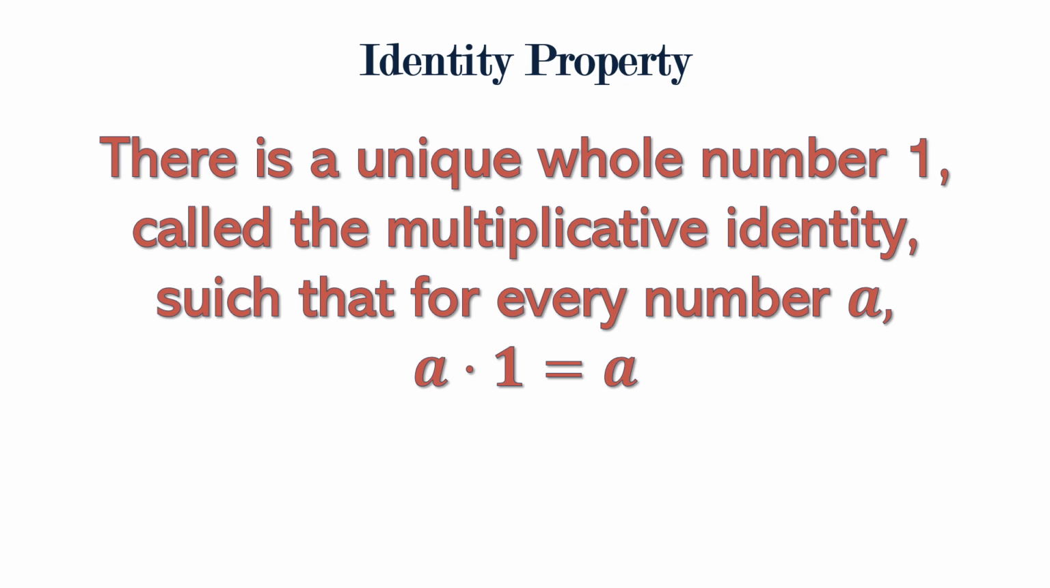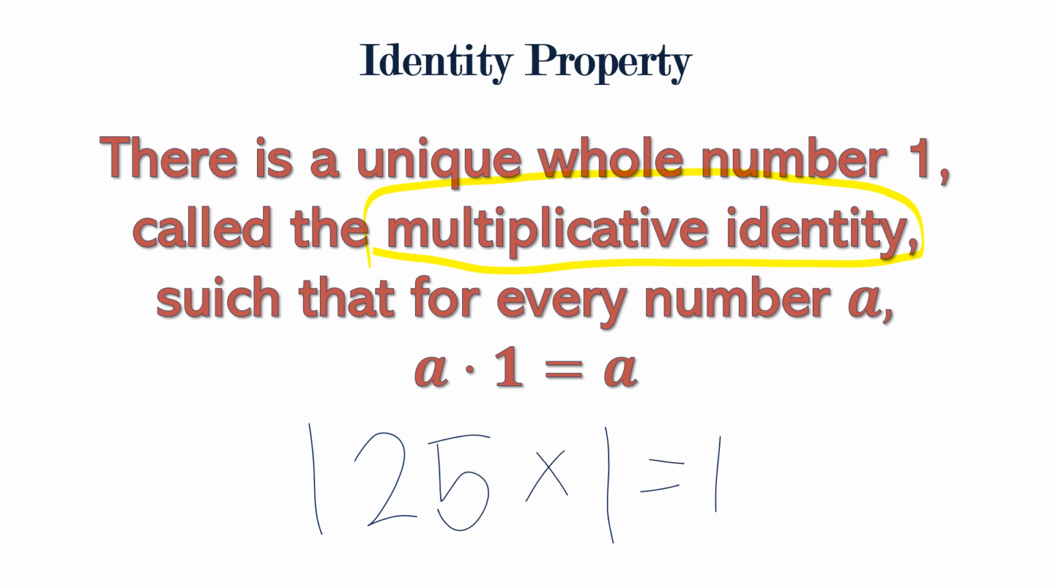Identity property says that there's a unique whole number, and that number is 1, and it has a special name. It's called the multiplicative identity. So 1 is the multiplicative identity. The additive identity, remember, was 0, because if you add 0 to anything, it just gives you back that original number. But the multiplicative identity is 1. The identity property says that for every number, A times 1 is just A. So any whole number that you multiply by 1, 125 times 1 is just 125.